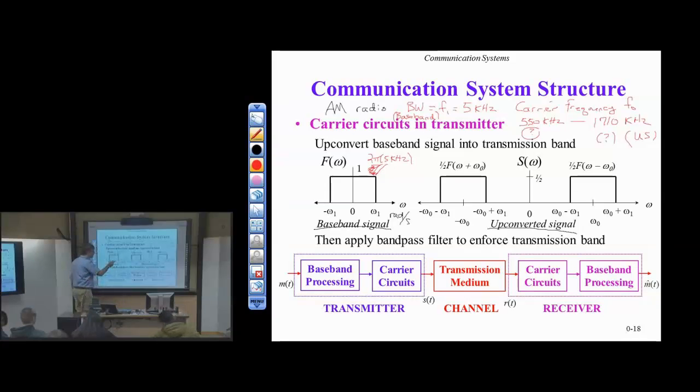So what happens in upconversion? Well, in principle, we take the baseband signal, we shift it to the right by the carrier frequency, and we shift it to the left by the carrier frequency, and we scale by a half. Now, one way we can do this is multiply by a cosine. This is the modulation property. So one way, it's not the only way, one way to affect this in the block for the carrier circuits is to use multiplication by a cosine, 2 pi f naught t, right? Where omega naught is simply 2 pi f naught.